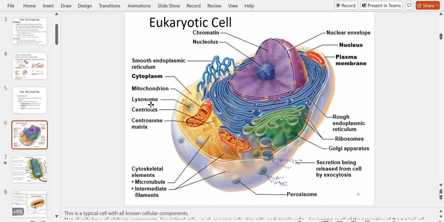Centrioles, lysosomes. There's your cytoplasm, the gel matrix. Here's your smooth endoplasmic reticulum, not to be confused with your rough endoplasmic reticulum. Peroxisomes, these guys here are involved in garbage collection. We'll get there.